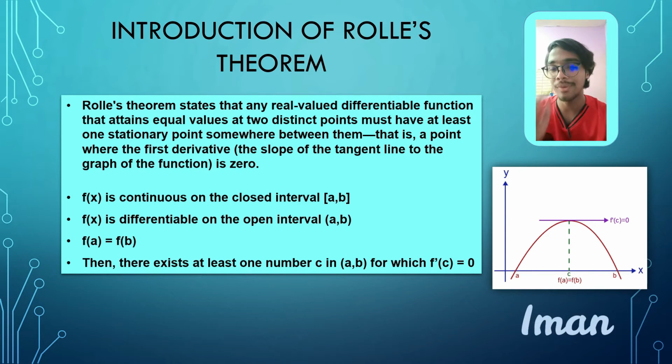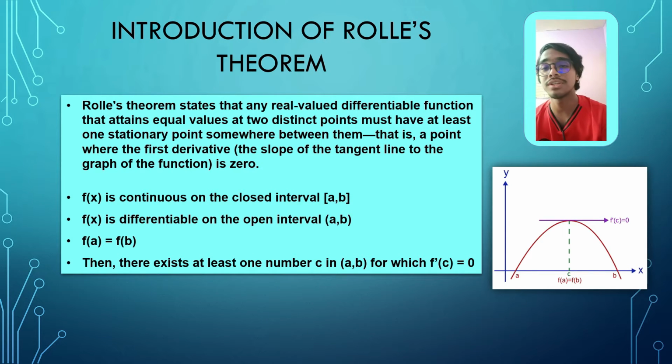So I would like to present about introduction of Rolle's theorem. So the Rolle's theorem appears when a real valued differentiable function that attains equal values at two distinct points must have at least one stationary point somewhere between them.